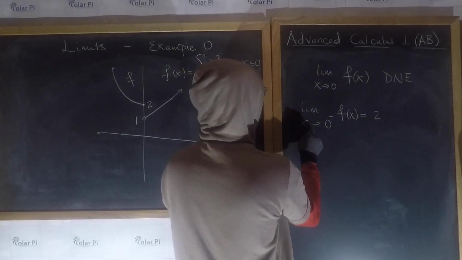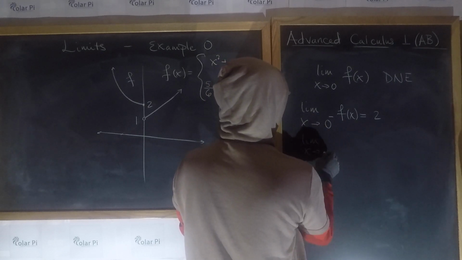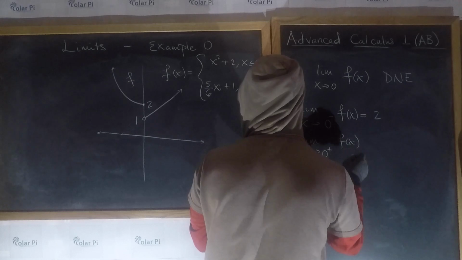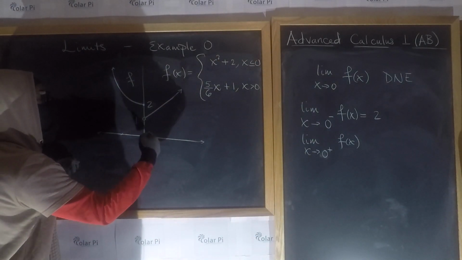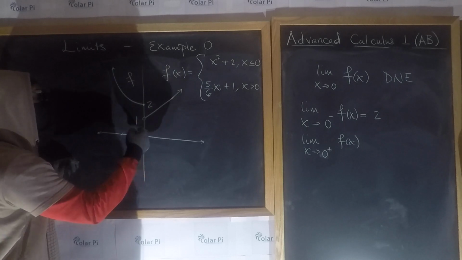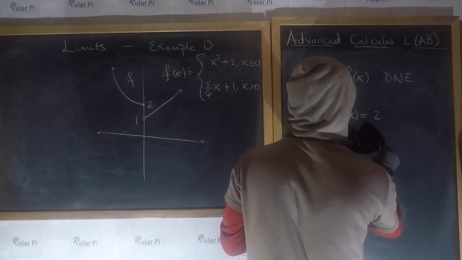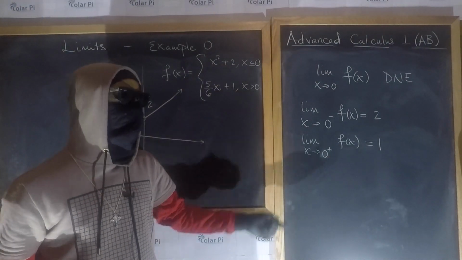But the limit as x goes to 0 from the right of f of x, right? We said as x goes to 0 from the right, the y values are approaching 1. So this is equal to 1. Well, that means that the limit from the left is not the same as the limit from the right.